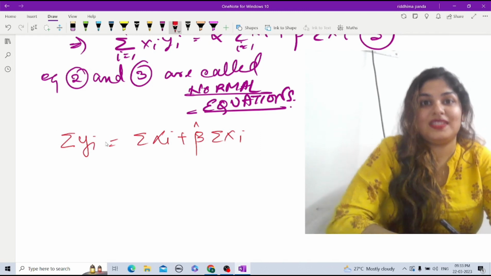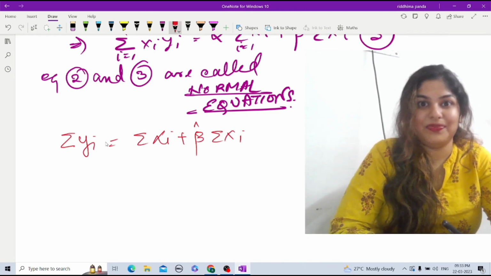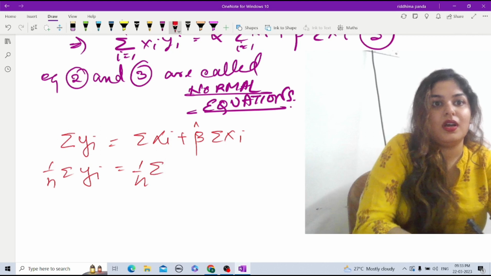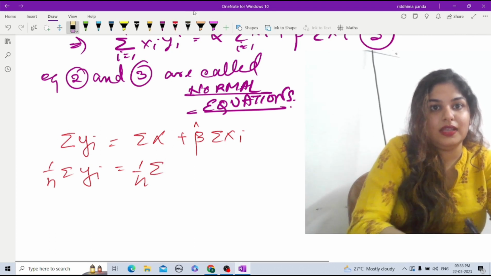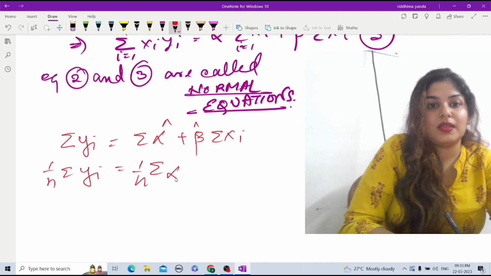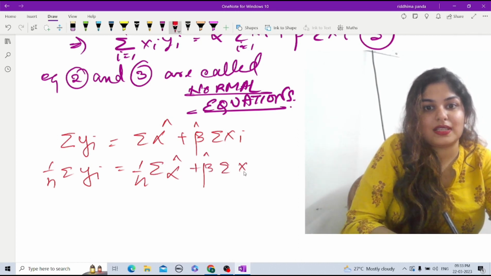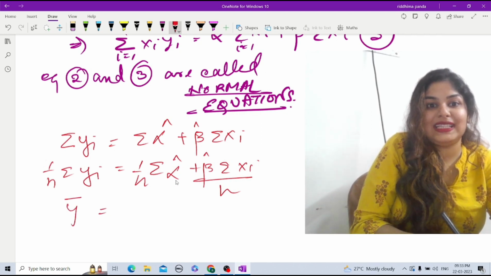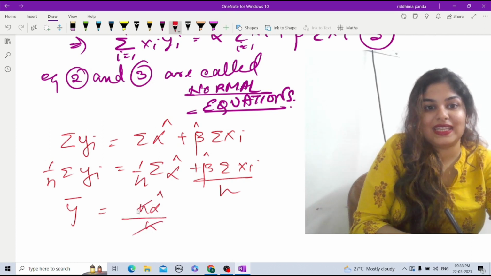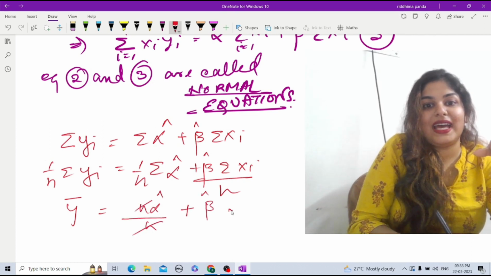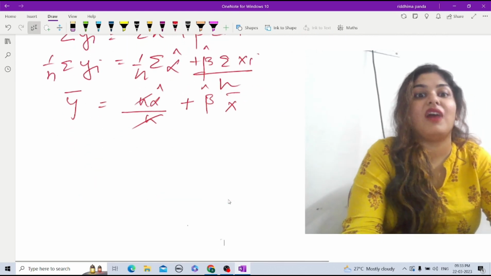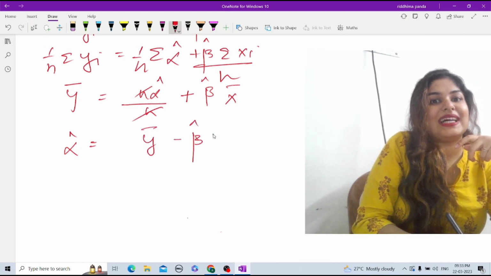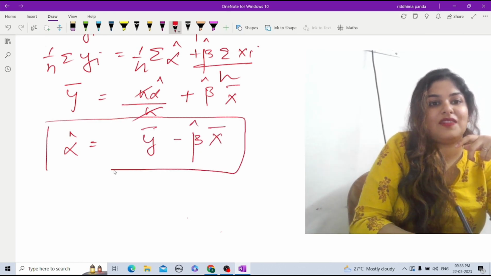Now let us divide both sides of the equation by n, okay? So 1 by n summation yi is equals to 1 by n summation, okay? This is not alpha I, this is the estimate, that is alpha hat. Summation alpha hat plus beta hat summation xi by n. So now this is our y bar. This is n times alpha hat, so n alpha hat by n, and n gets cancelled, and this side it is beta hat into x bar. So from here we have our estimated value of alpha, that is alpha hat is equals to y bar minus beta hat x bar. This is the estimated value of alpha hat.